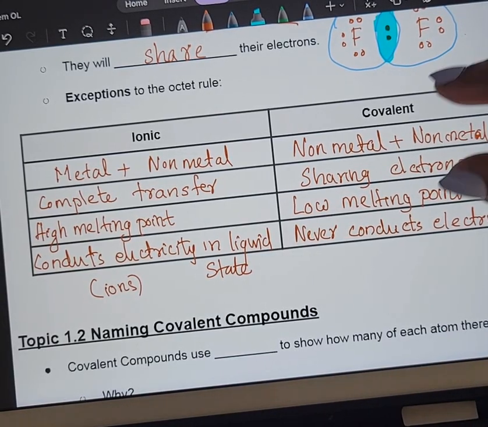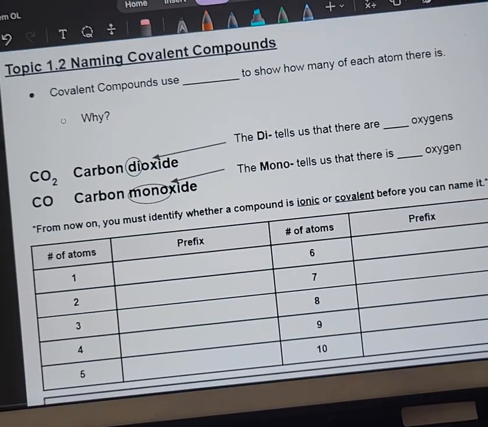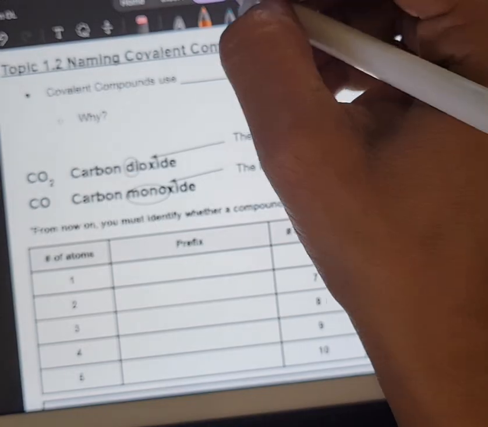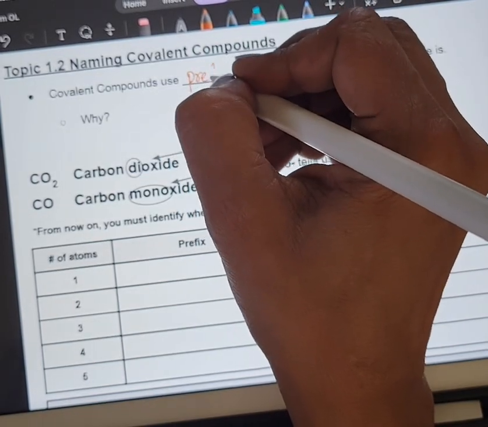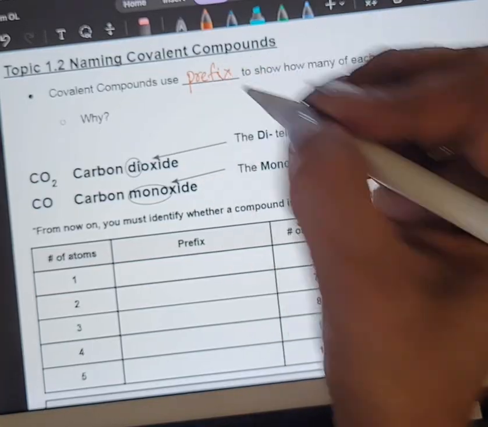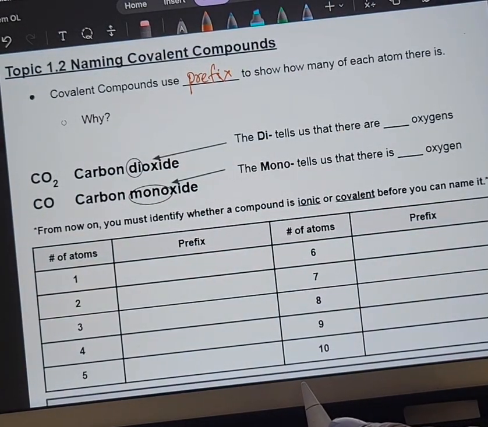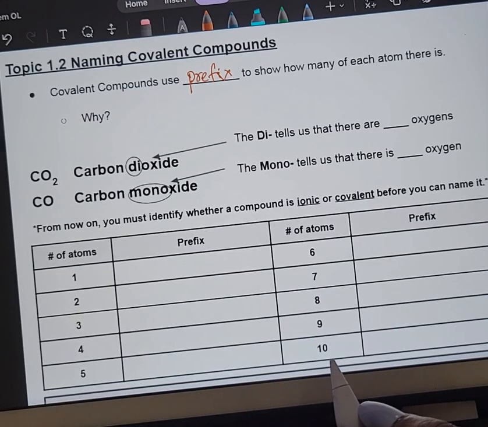Those are the properties, and I am going to teach you how to name them. Remember ionic compound naming, there are totally different rules for covalent compounds. Covalent compounds use prefixes to show how many atoms are there. Because we can't do crisscrossing here, we are not using charges. So we have to tell other people how many atoms of each are there. That's why we are using prefixes.